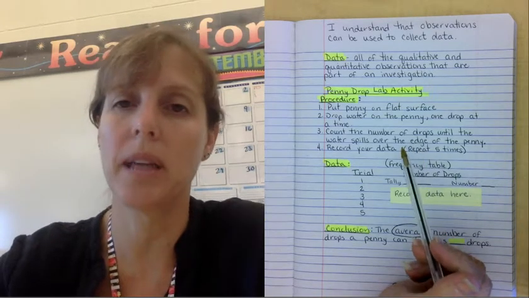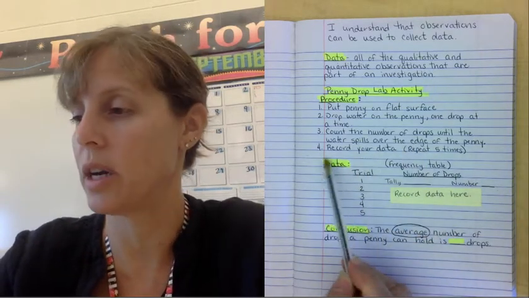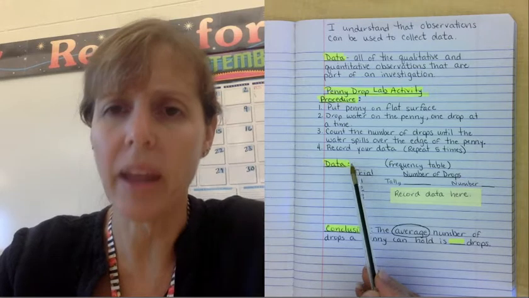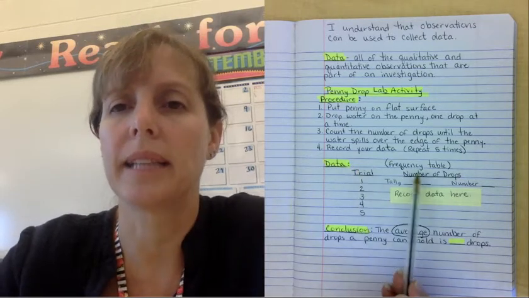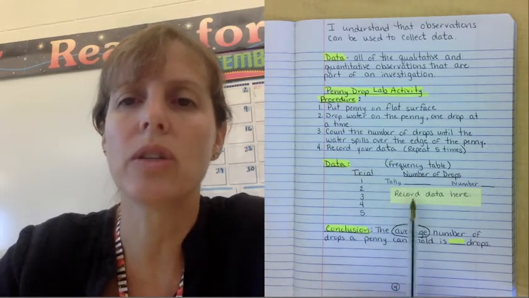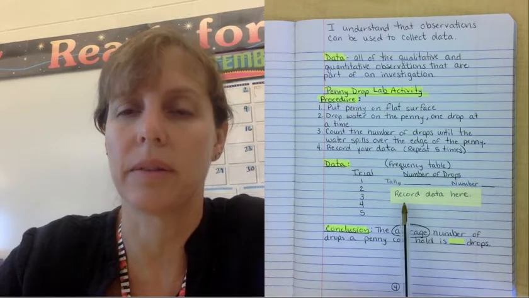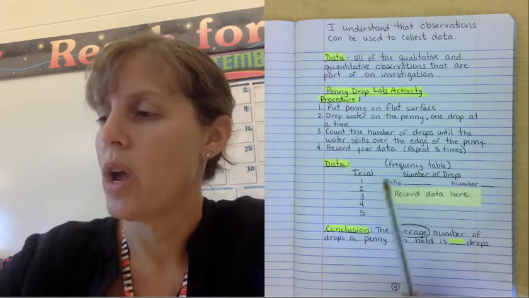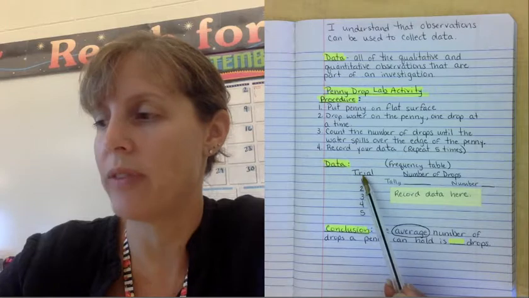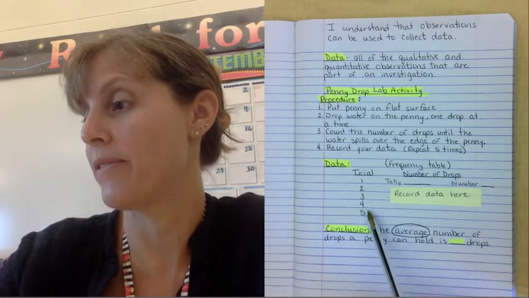So you're going to put together a data table that looks like this. So here's your data. And your notebook already has lines on it, so you don't need to draw actual lines in here, right? You don't need to separate those. We're going to do this 5 times, so there are 5 trials. 1, 2, 3, 4, 5.